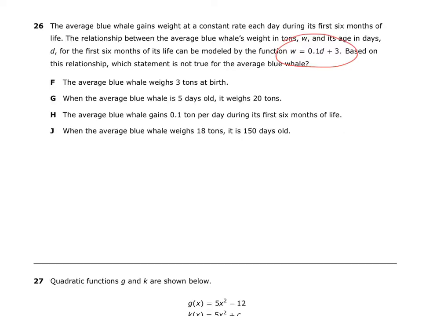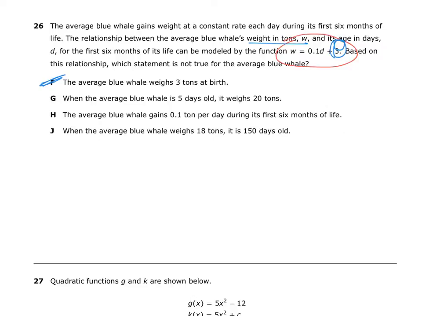It says the average blue whale weighs 3 tons at birth. Okay, we're looking for the statement that's not true. If you zoom in on this, and if you'll just look at the equation itself, you'll see that it crosses. I'll zoom out because it zoomed in too much. You can see that it actually crosses the y-axis at 3, meaning that, and also this being the y-intercept right here, it starts out at 3 tons, and that was how we're measuring the weight, is in tons. So that is true. We're looking for the one that's false.